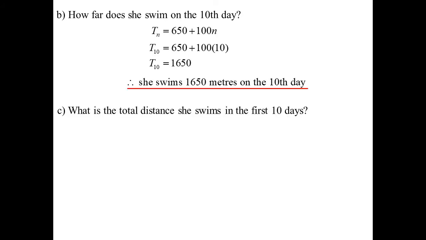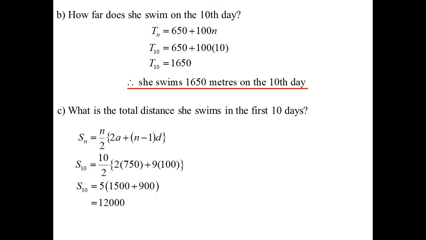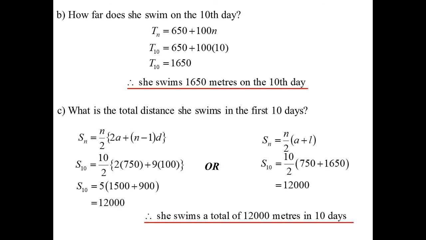So what is the total distance she swims in those first 10 days? Well, that now would become the sum to n formula. Sub in n is 10, d is 100, 12,000 metres. Of course, another way you could have done that is you could have used the a plus l formula, because you've just worked out how many she did on the last day. So you could go a plus l, and again you come up with 12,000.